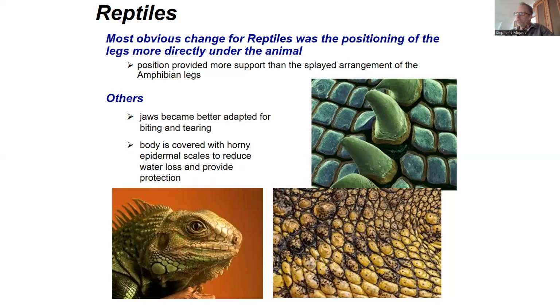The body becomes covered with scales. This is a mechanism to mitigate water loss. It provides protection against predators, but it also provides protection of the body against drying out. This is a clear innovation from the environmental effects of the assembly of Pangaea.